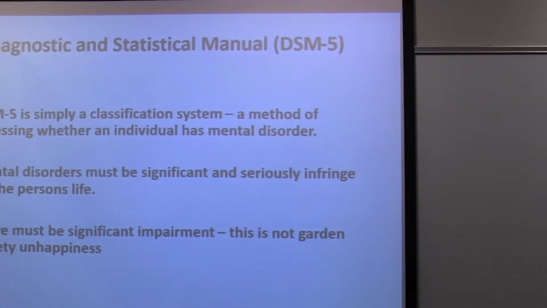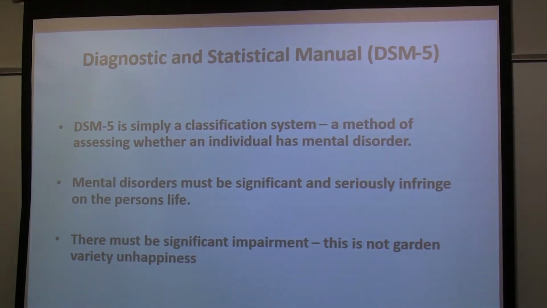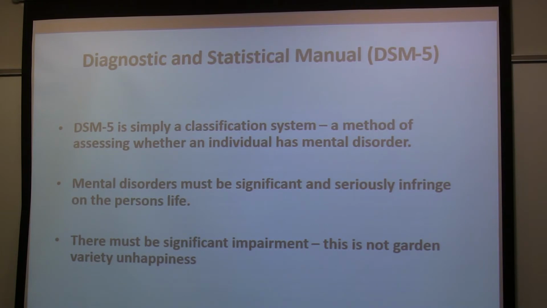DSM-5, Diagnostic and Statistical Manual 5, is talked about a lot in the field of social work and psychiatry, and what it basically is, is a classification system. What I always say to students is, the DSM-5 is not a Bible. What it simply does is provide us with a system that classifies mental disorders. So whether or not the client meets the criteria for a mental disorder.